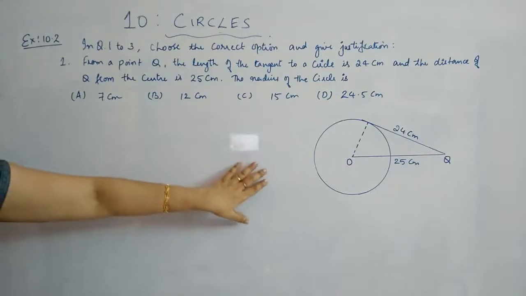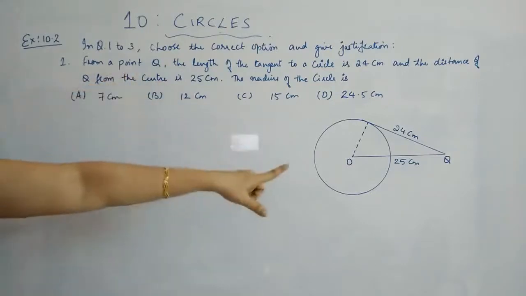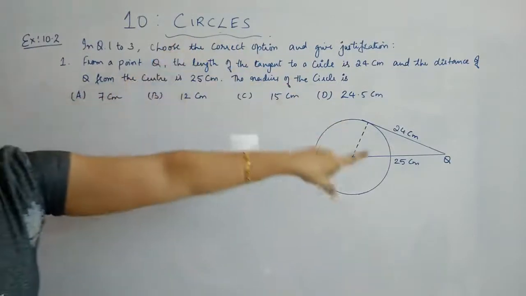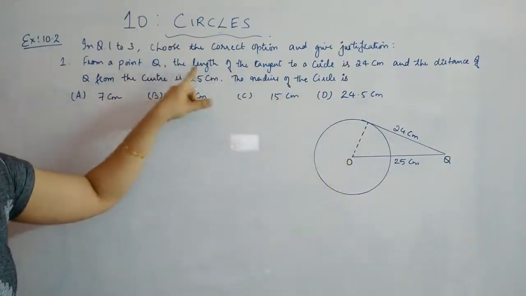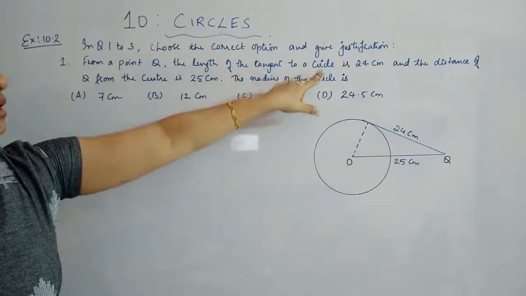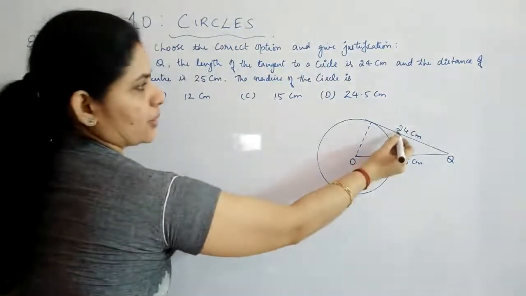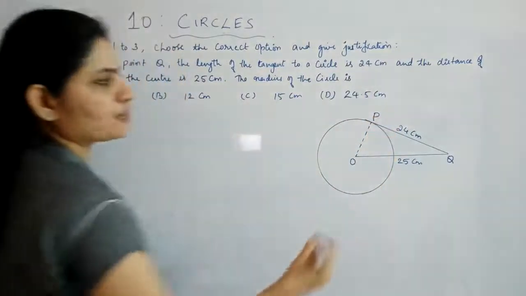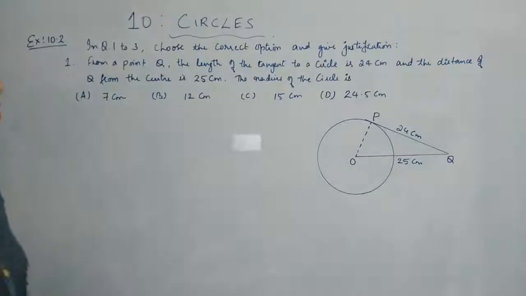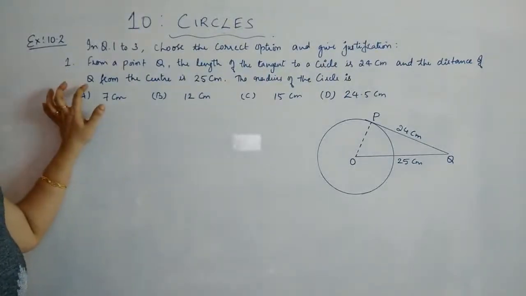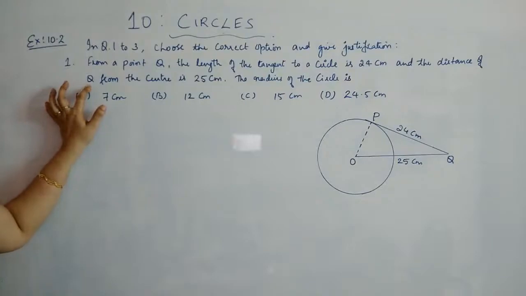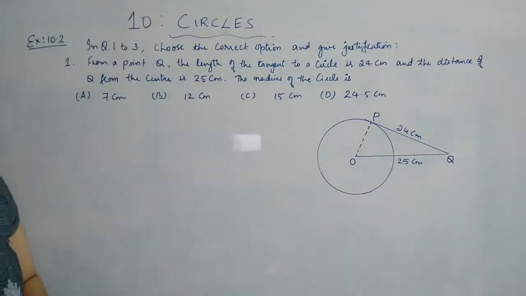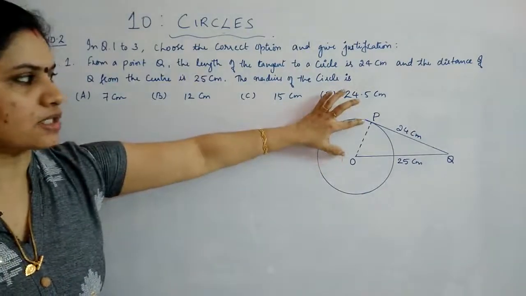So we'll just draw a rough figure. A circle, center at O, and the outside point is taken as Q, that is given in the question, and the length of the tangent to the circle is 24 centimeters. So this length is 24. Suppose we are taking this as P. So PQ is given to be 24 centimeters and the distance from Q to the center, that is OQ, is given to be 25 centimeters. You have to find out what is the radius, that is OP.